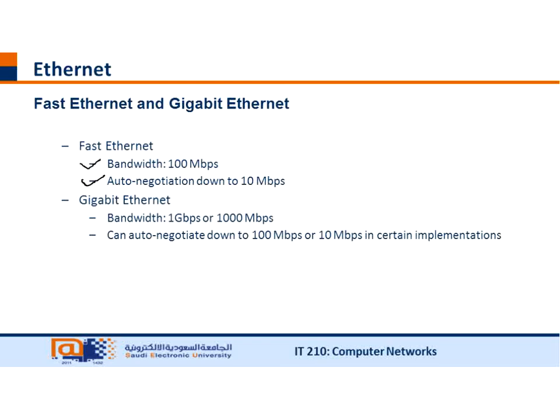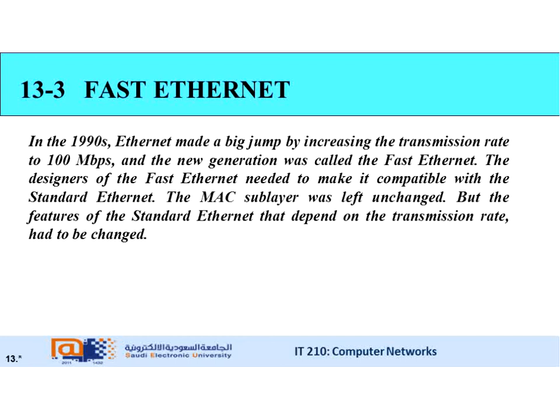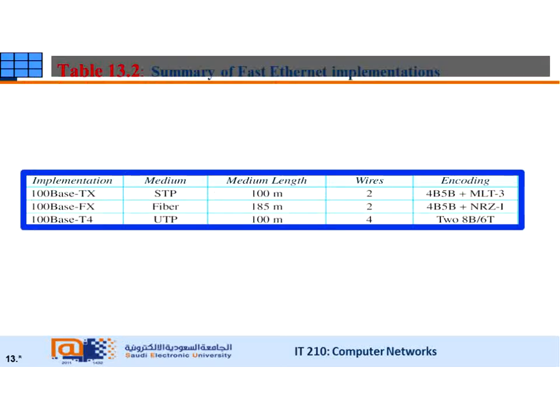Now next is Gigabit Ethernet. Here the bandwidth is 1 Gbps or 1000 megabits per second. And here also we have this feature called auto negotiation. Now first of all, we will consider fast Ethernet. Now in case of fast Ethernet, we will see that there are three implementations. We have 100BaseTX, we have 100BaseFX and 100BaseT4.